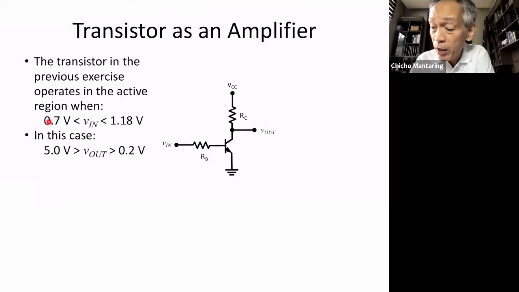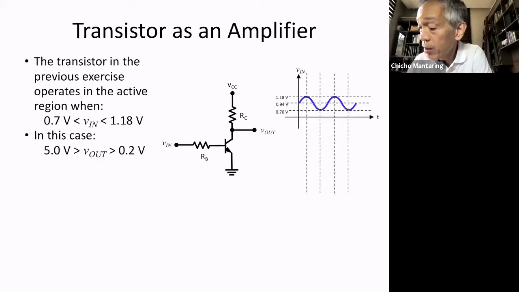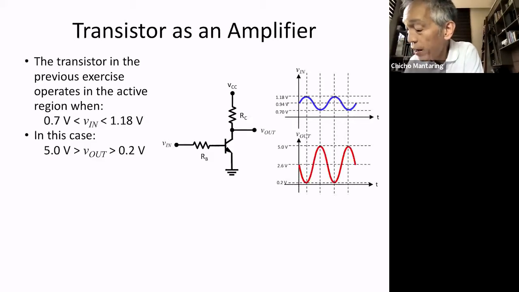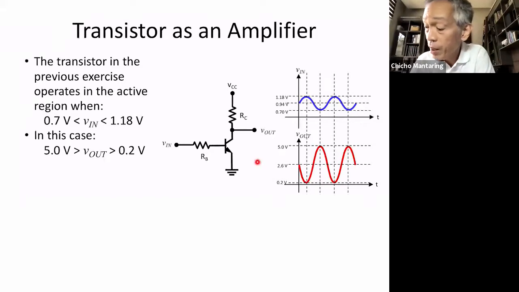And when your input is 0.7, your output is 5. When your input is 1.18, your output is 0.2. So if you had a signal that actually varies from a maximum of 1.18 to a minimum of 0.7, such as this signal, you expect your output to vary from a minimum of 0.2 to a maximum of 5. And notice that here there is amplification. So this is how this transistor behaves as an amplifier. But it will only behave as an amplifier, or it will only behave linearly, if your input is within this range.